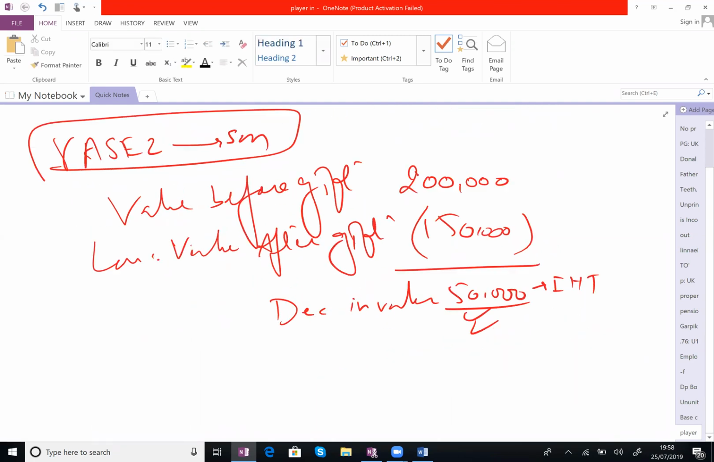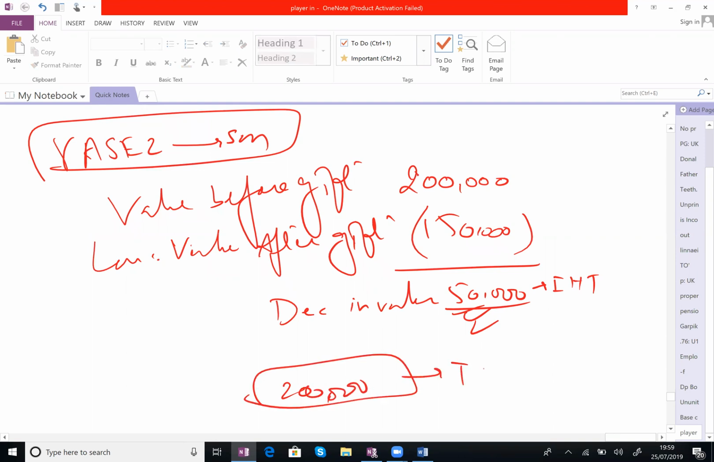It means a total of 2 lakhs: 50, 50, 50 and 50. On 2 lakhs you are paying the IHT, right? And how much can you exempt? 6 lakhs, right? Can you get my point?